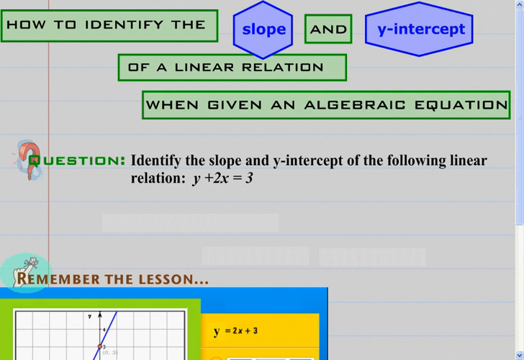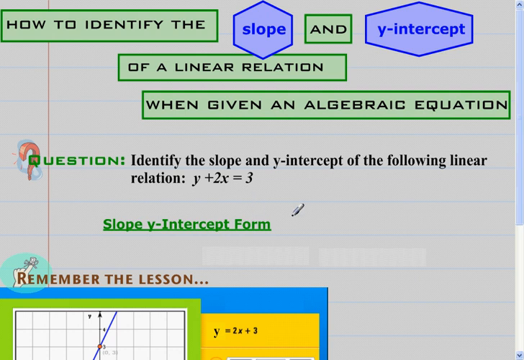In this tutorial, I will show you how to identify the slope and y-intercept of a linear relation when given an algebraic equation. Now here's the question. Identify the slope and y-intercept of the following linear relation, y plus 2x equals 3. Now the easiest way to identify the slope and y-intercept given an equation is to first rewrite the equation in slope y-intercept form. Now we're going to have to review what slope y-intercept form looks like.